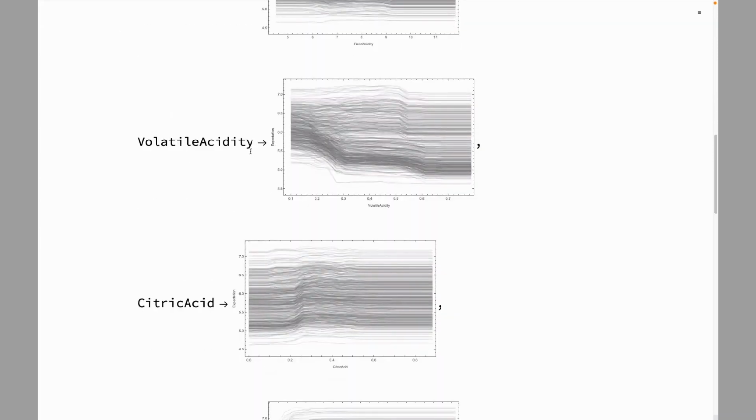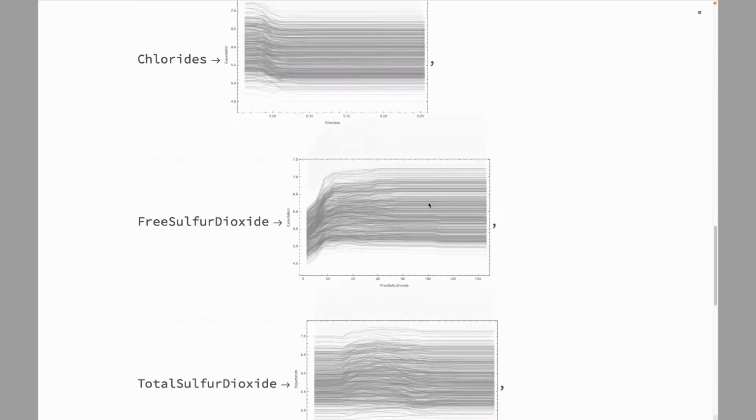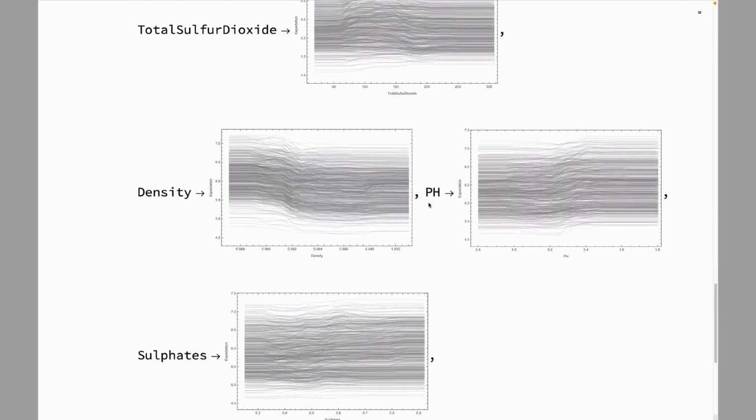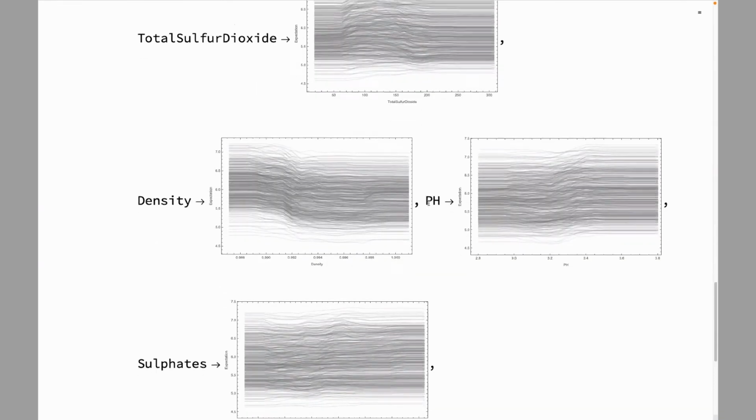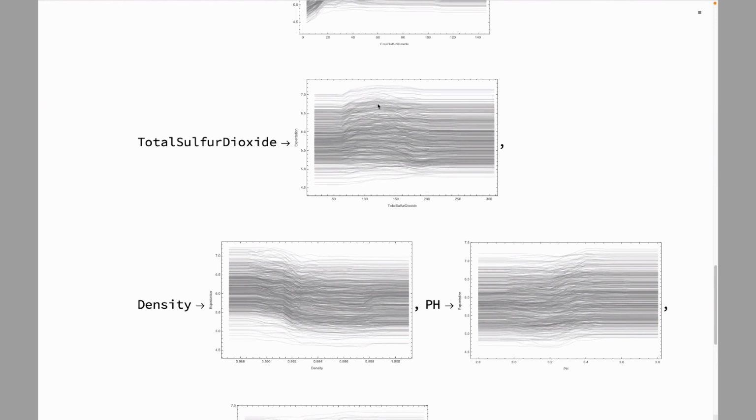We can see that with volatile acidity, there's a kind of bimodal distribution. There's a whole bunch of wines where it really doesn't make any difference, and a bunch of wines where as the volatile acidity goes up, the quality goes down. So we can now do this at a glance across all of these dimensions to see what is good or bad. In some of them, it's not high or low. It's actually having a mid value for total sulfur dioxide. Too high is bad, too low is bad. The sweet spot for sulfur dioxide seems to be around the 120 mark.